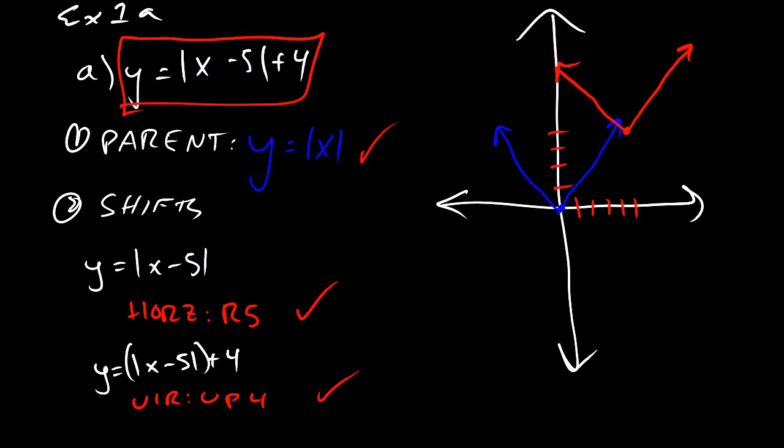Alright, so we're going to move on to letter B. So example 1B. What does B say? Pretend that there's a y there. y is equal to 5 plus the square root of x plus 2.